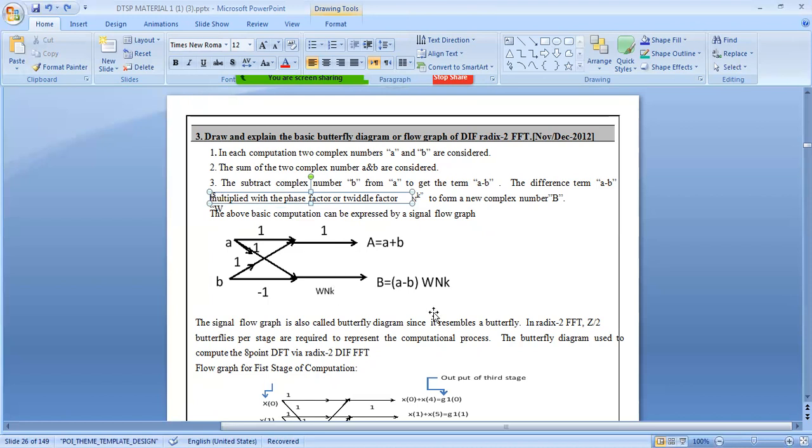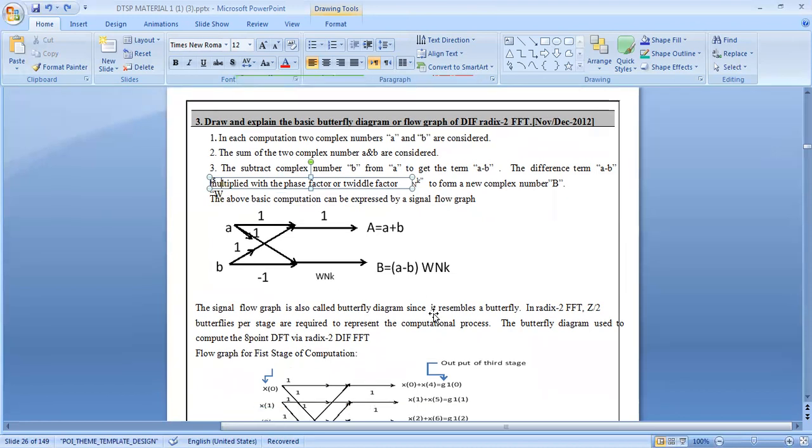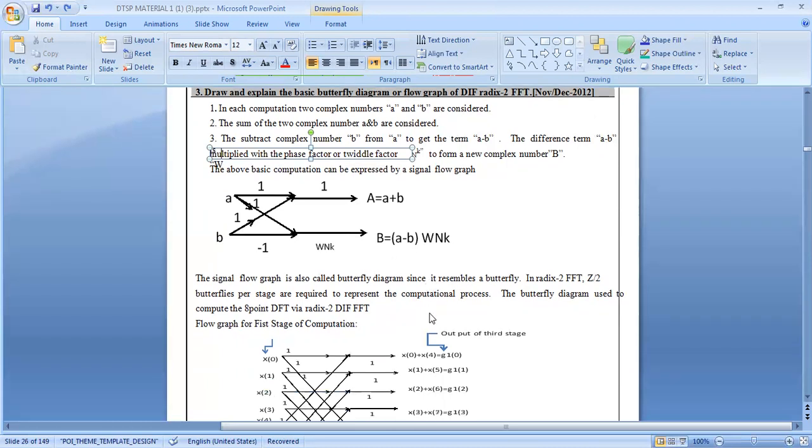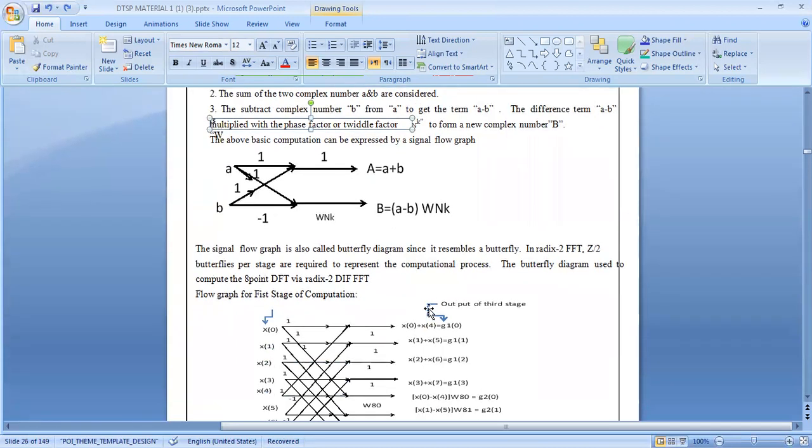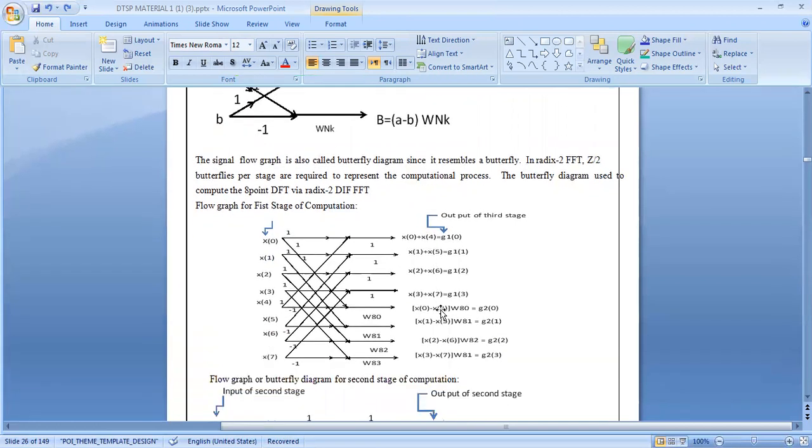So what we should do over here is we will be requiring 2 by 2 stages. In the case of DIT, the first stage will be computing the 2-point, then 4-point and then the 8-point DFT. Whereas in the case of DIF, in the first stage we have x of 0, 1, 2, 3 and then 4, 5, 6, 7. So we'll have 8 points.